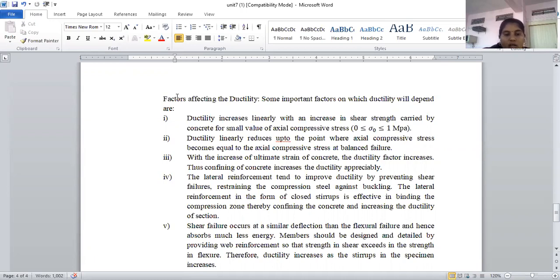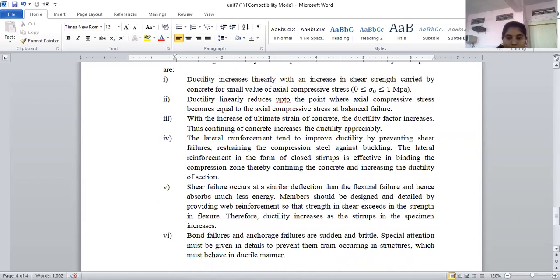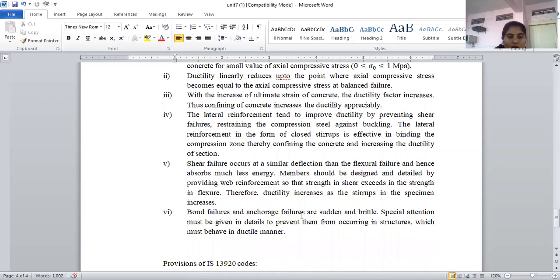Third, with an increase of the ultimate strain of concrete, the ductility factor increases, thus confining of concrete increases the ductility. Fourth is about the lateral reinforcement. Fifth is about the shear failure in the different components of the RCC building. And the last one is about the bond failure and the anchorage failure, which occur suddenly and are brittle failures in the RCC members.